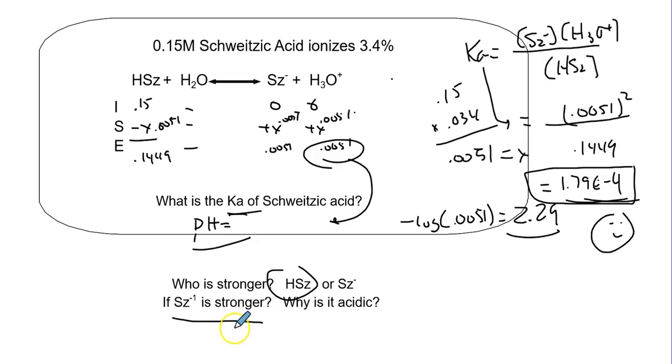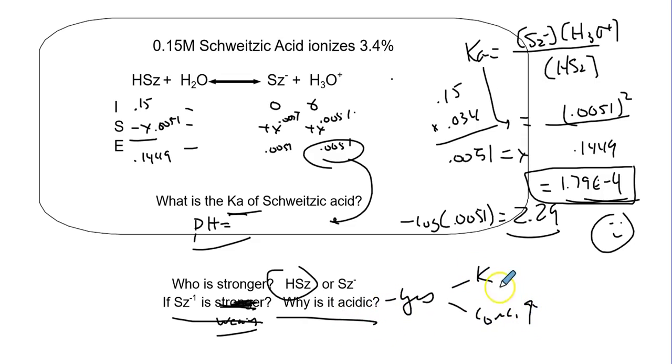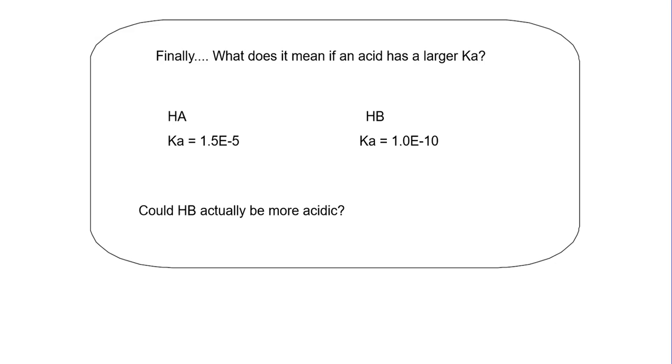Okay, so is it possible to be acidic if Sc is weaker, then could we ever be acidic? The answer is yes, because there's two factors. There's K, there's also concentration. So we could be acidic or basic, depending on how much we adjust the concentrations. We can't change the K values. We can change the concentrations. And okay, finally, what does it mean if an acid has a larger Ka?